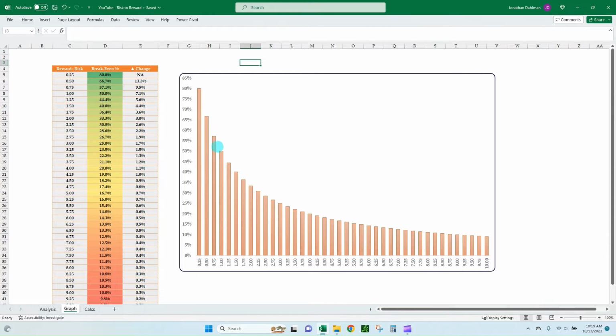And you can see how it's basically a logarithmic function. As you get past a certain threshold around the 2 to 3 reward to risk ratio area, your break-even win percentage really tails off as far as what's required in order to break even. So just wanted to highlight, based on your trading strategy, it's nice to know what is the percent you need to be getting profitable trades on in order to break even.